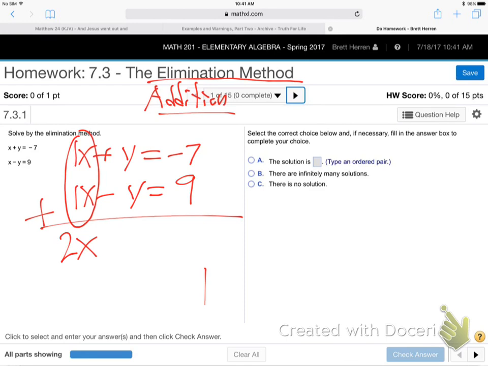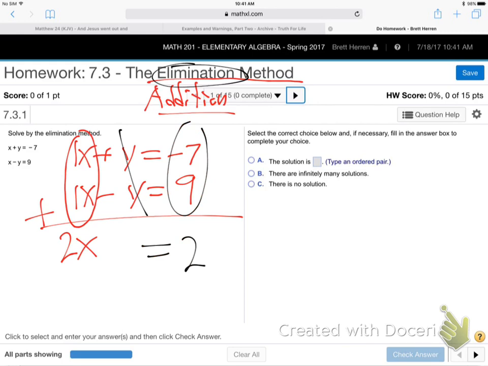We're just adding, right? Okay, what happens with the y's? What is the positive y and the negative y? They cancel out. They make 0, huh? So they're gone. That's the elimination thing. They eliminate, don't they? And then the numbers, 9 minus 7, 2.